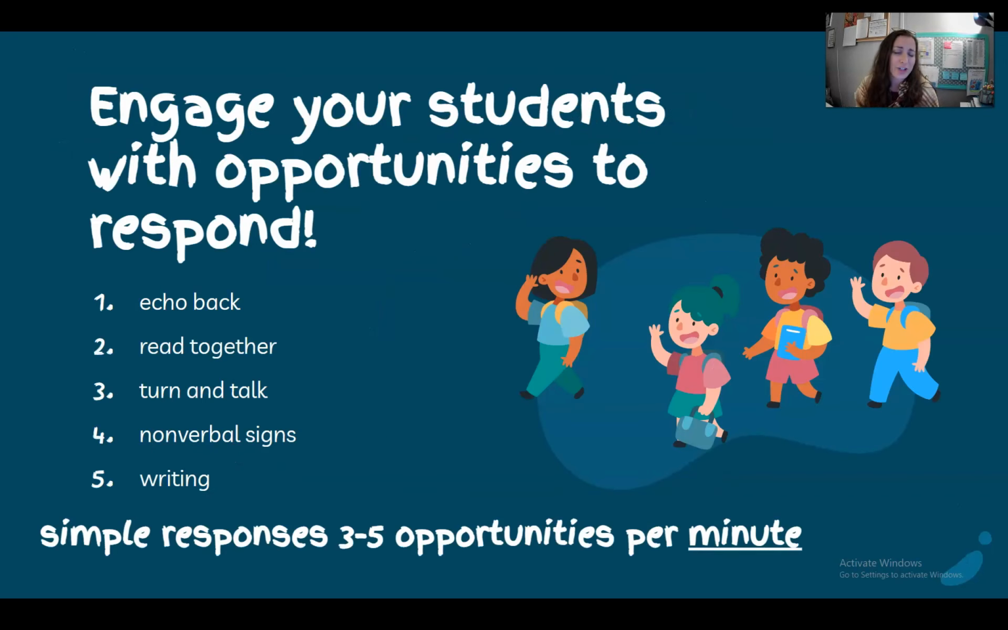Make sure you're engaging your students with opportunities to respond. This should be 3 to 5 times a minute. I know that sounds like a lot, but these kids need it. Make sure that they're engaged with you. Here's a couple of examples. Echo back, read together, turn and talk, nonverbal signs, and writing. We'll go into more of those as well later on in a different session, but just make sure as you are setting this up for success that you are engaging your students.